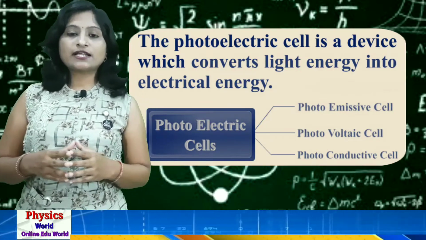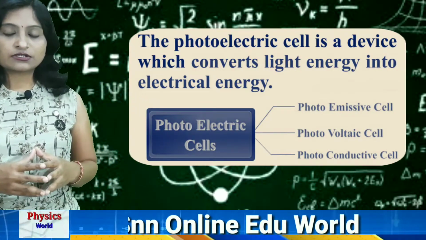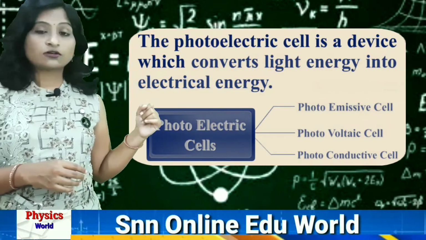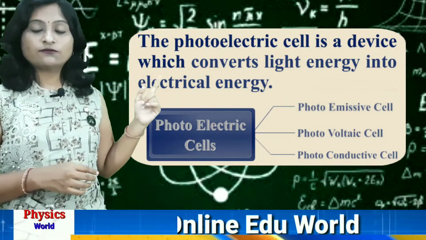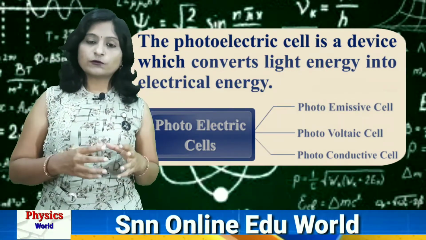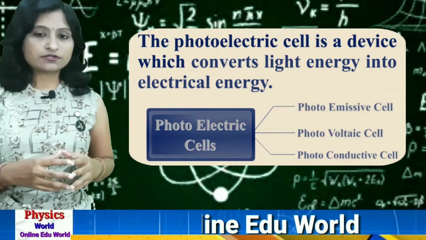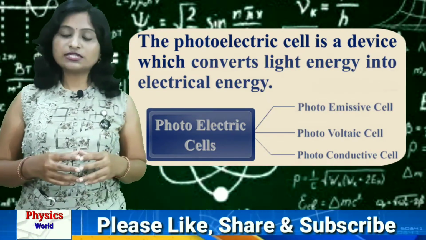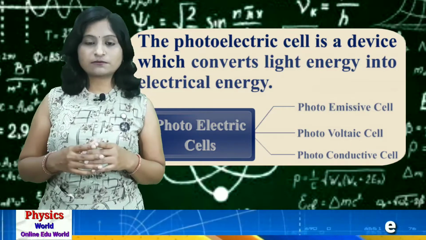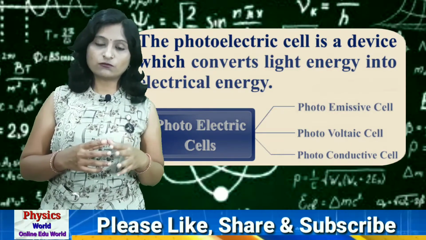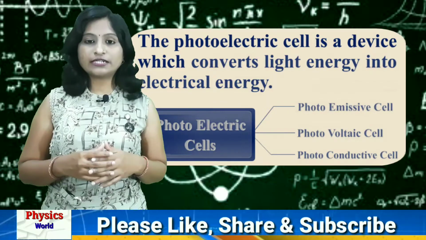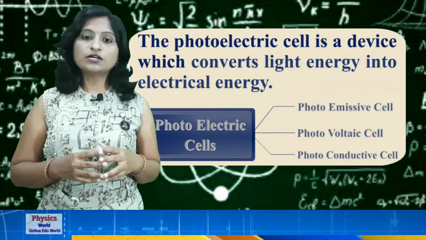So basically there are three types of photoelectric cells: photoemissive cell, photoconductive cell and photovoltaic cell. So photoelectric cell occurs in these three types. So here we are going to see the photoemissive cell, the basic type of this cell and mostly useful in daily life, that is photoemissive cell.